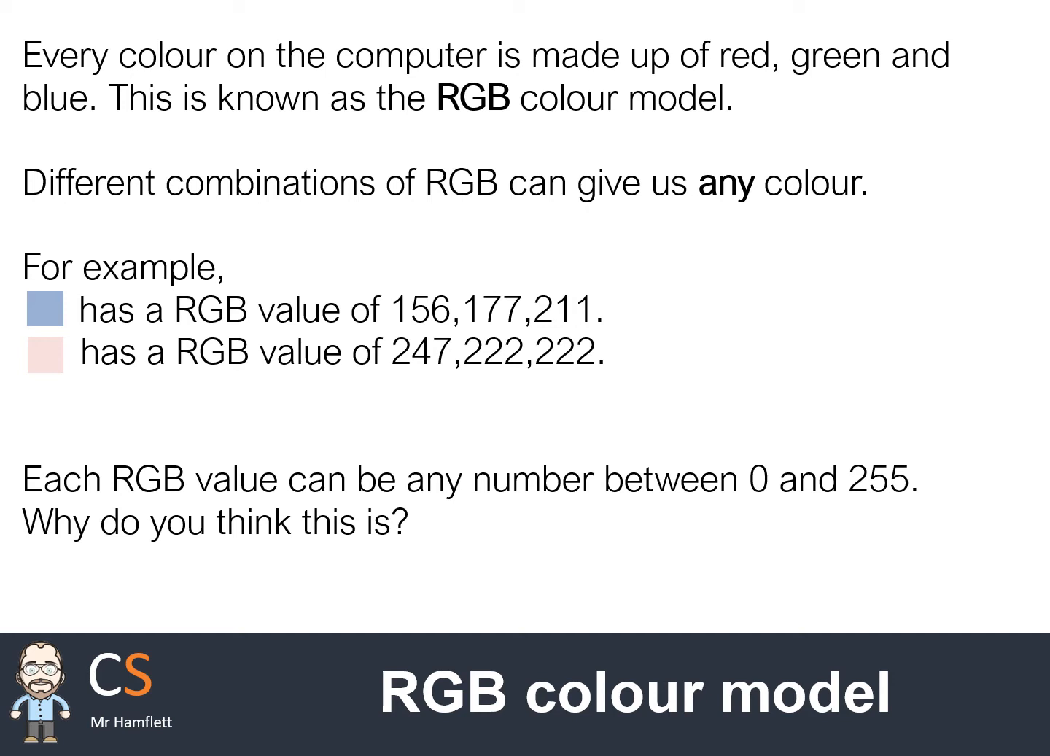So for example, we've got this lovely shade of blue, which is made up of 156 red, 177 green, and 211 blue. Now you're probably wondering what on earth those numbers mean. Well, essentially they're the amount of red, the amount of green, the amount of blue, and it's a number which ranges between 0 and 255.